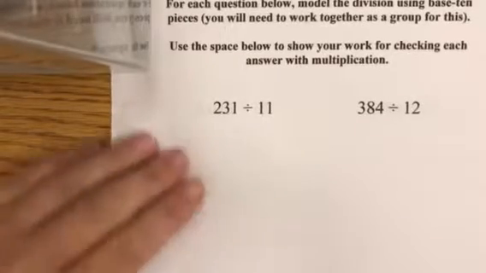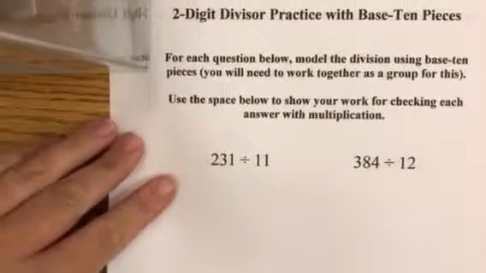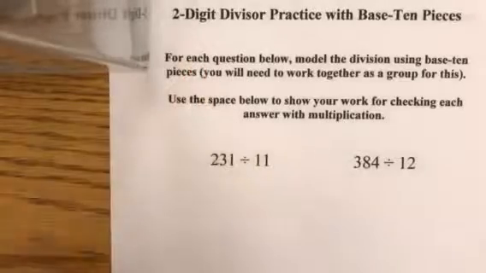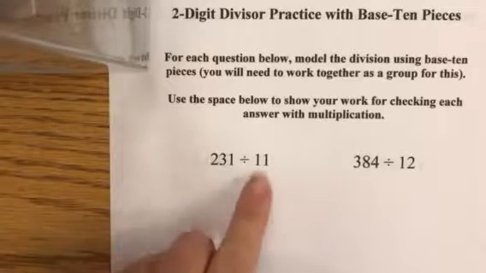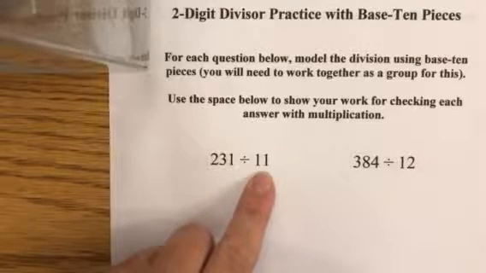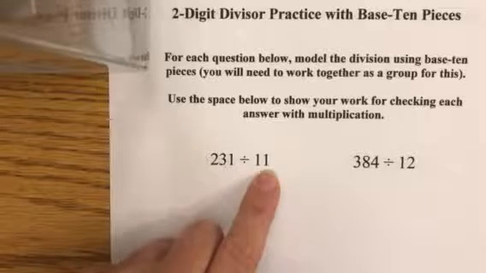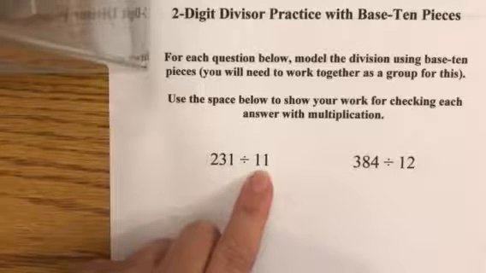Okay, so now you do have this piece of paper next. So I'm on the 2-digit divisor practice with base 10 pieces, but we're not going to use the pieces. We're going to talk about a shorthand, how you can draw them on paper, because you don't always have these blue boxes. So now we are doing 2 digits. So we're not at 1-digit division that you've done last year. We are at 2-digit division, which is not really any different.